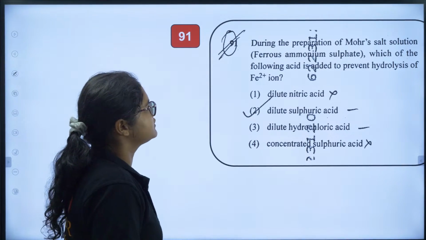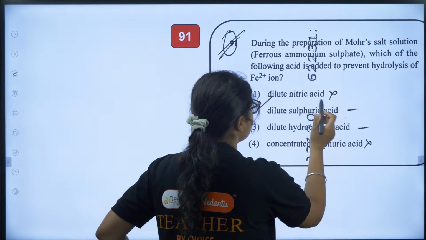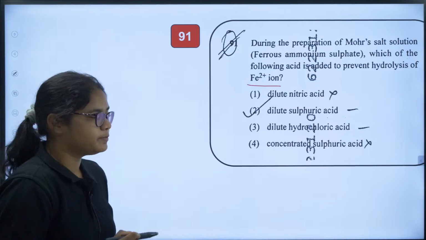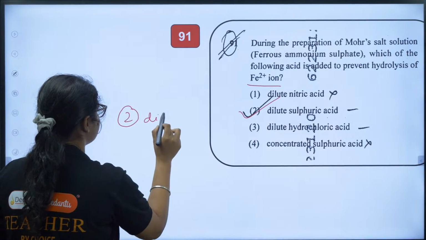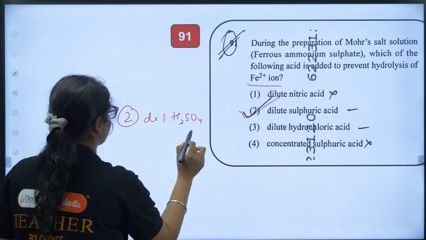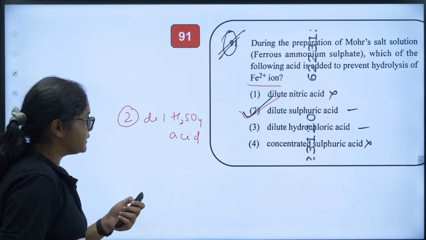During the preparation of Mohr's salt, which of the following acids is added to prevent the hydrolysis of Fe2+? So this is due to the addition of option number 2, that is dilute sulfuric acid. Okay. Now let us see the next question.